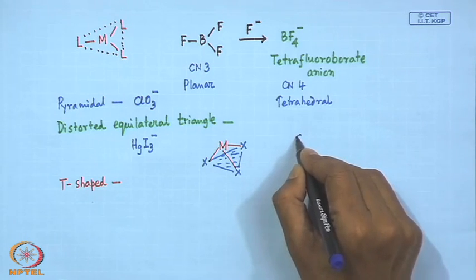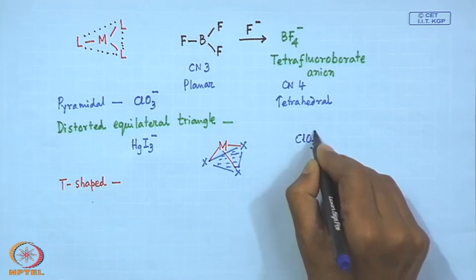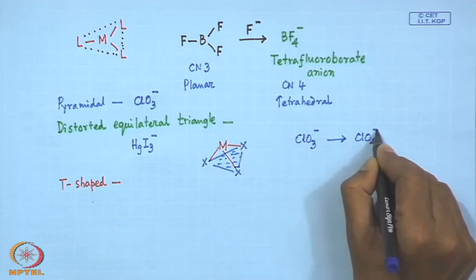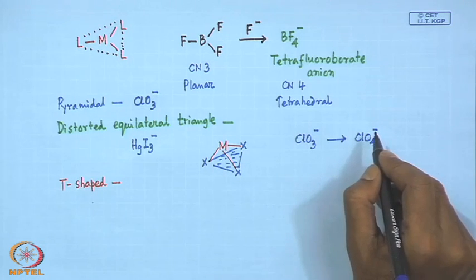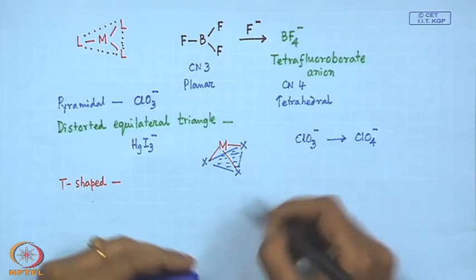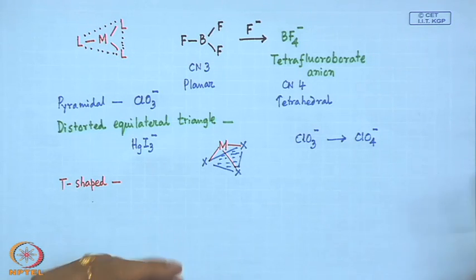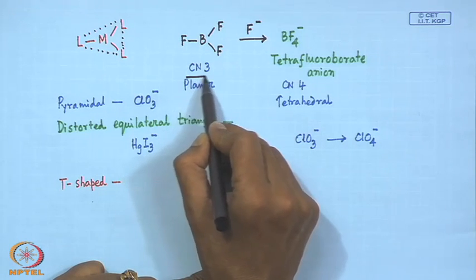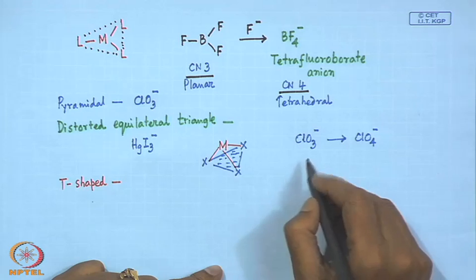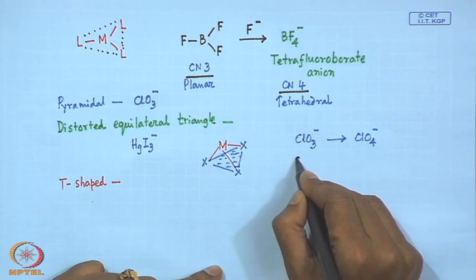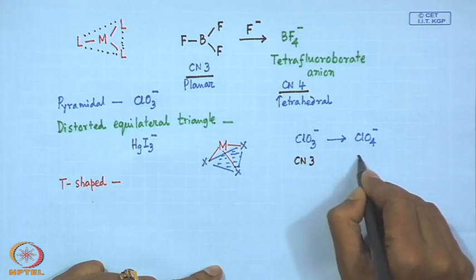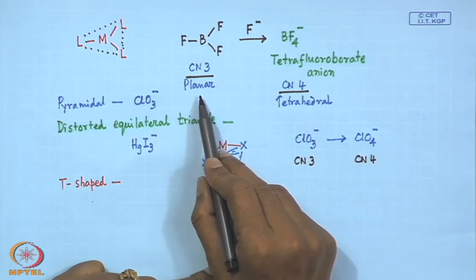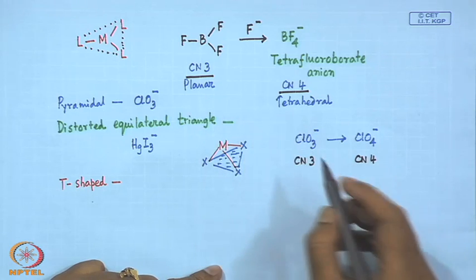So, when we move from chlorate to perchlorate, we get a corresponding structural change as well as a coordination number change. Here, like this BF3 to BF4 change, we also get a corresponding coordination number change from 3 to 4. But in this particular case, it was a change from pyramidal to a tetrahedral structure.